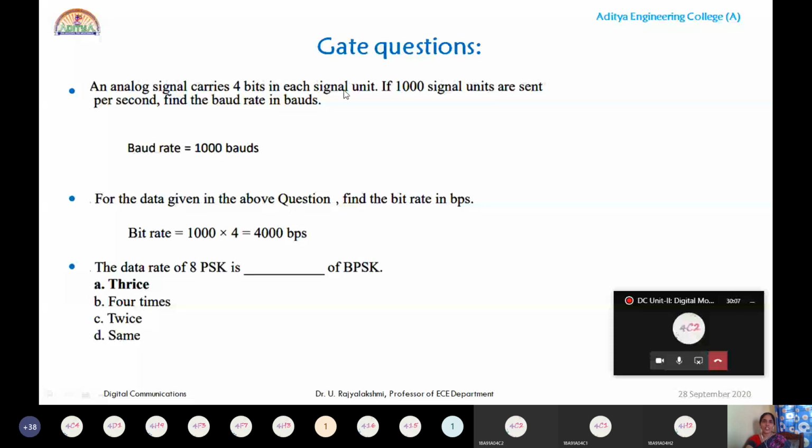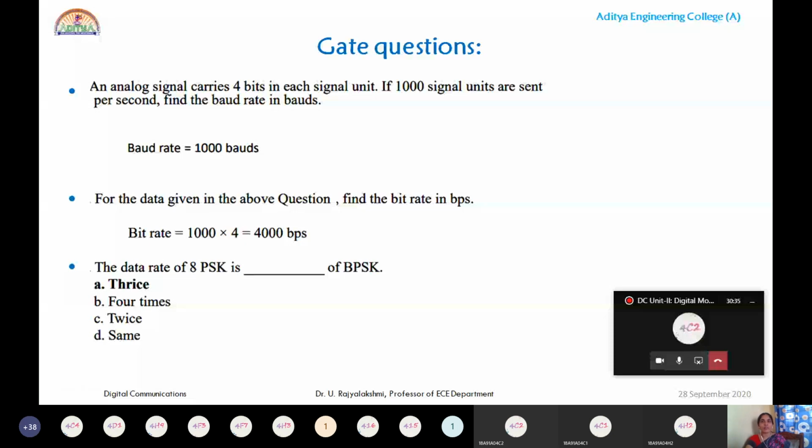4 bits are grouped in a signal unit, so n will be 4. Now, if 1000 signal units are sent per second, find the baud rate. That is your question. Please remember, here the answer is directly given in the question, because it says 1000 signal units are sent per second.